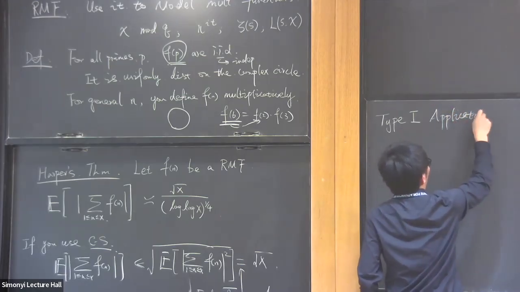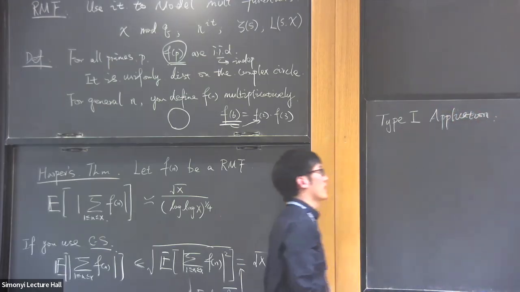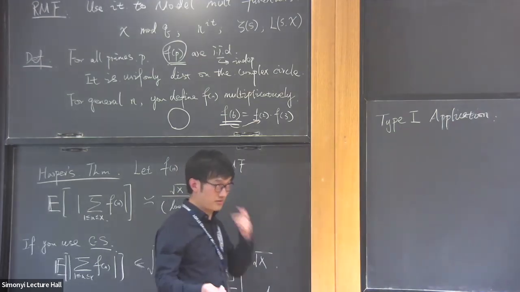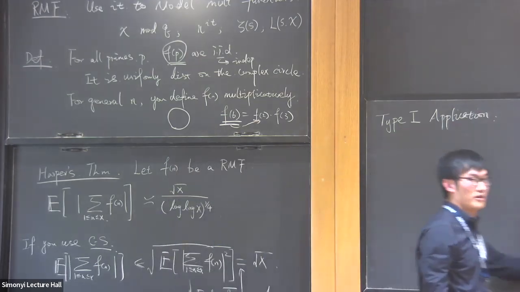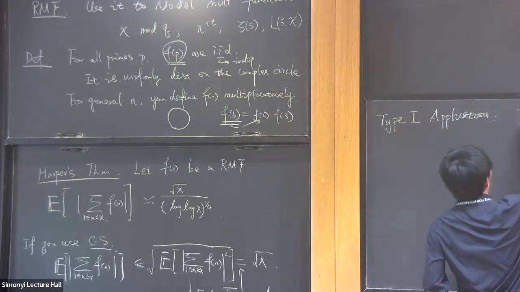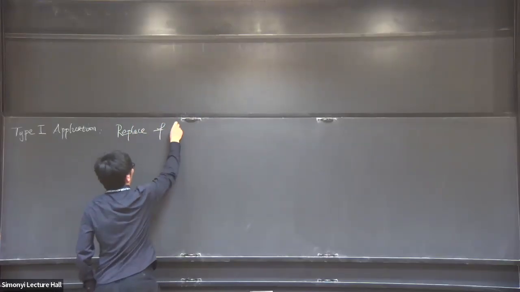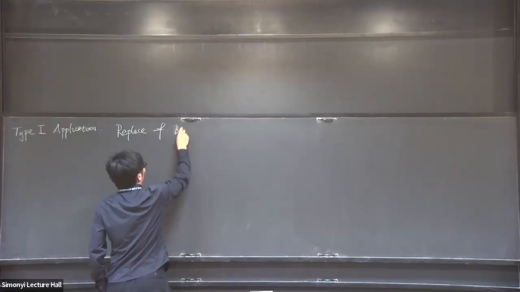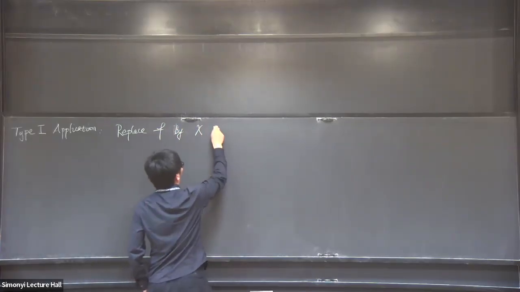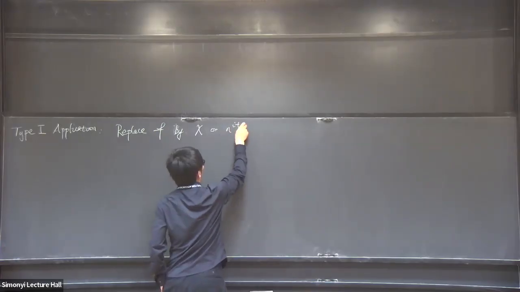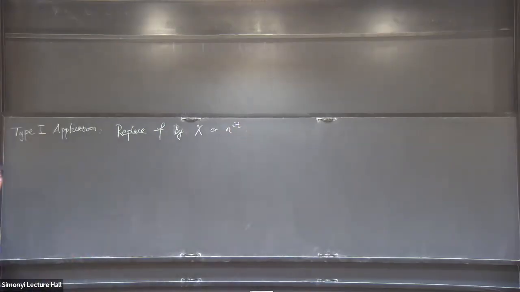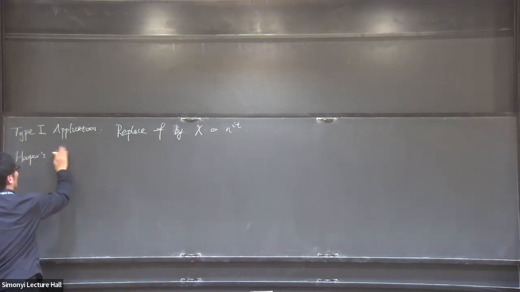To prove anything about a random function, the first thing you want to try is: if I replace the random multiplicative function by a deterministic or typical character, what happens? So that's type 1. That's the first thing you want to try. Replace f by chi, or let's say chi(n). Then what happens? Can you prove the same theorem? So that's a second result of Harper, I'm giving now for deterministic.